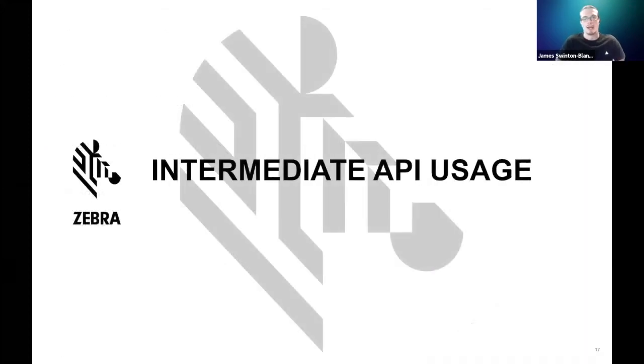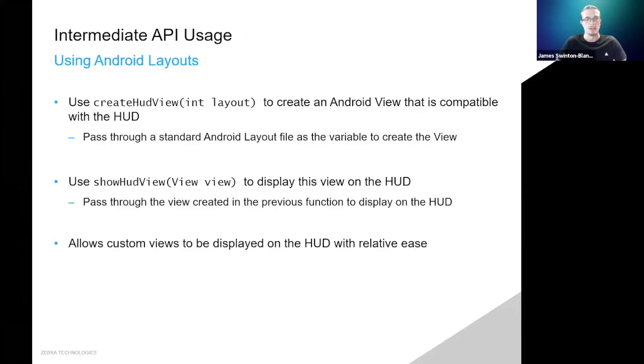So moving on then into intermediate API usage, and under this umbrella, I've put 2 APIs, but they are used in conjunction with each other. These APIs are the create HUD view and show HUD view APIs. Essentially, these allow you to create HUD screens using layout files, the same layout files that you would use to create Android activities. So the first thing that we do is we call the create HUD view method, and we pass through the layout file that we want to create a view from.